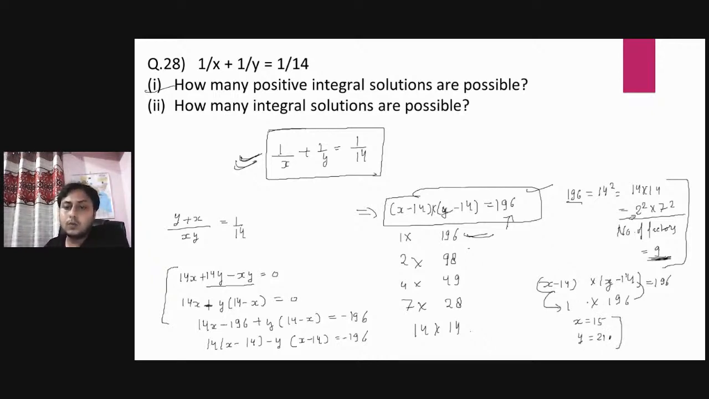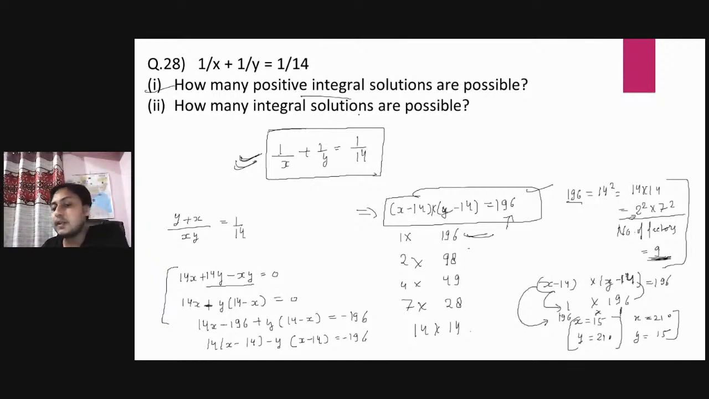So guys, 1 into 196 is 196, so we can also write it as 196 into 1, both are different things. So we get the second integral solution with 196 into 1. When you compare these two, x minus 14 equals to 196, you will get a different value of x. And y minus 14 equals to 1, you will get y equals to 15, and in this case you will get x as 210. These are two integral solutions, and these are two positive integral solutions, because in the first question you have to find positive integral solutions.